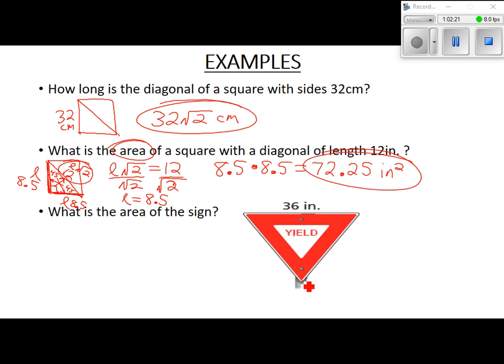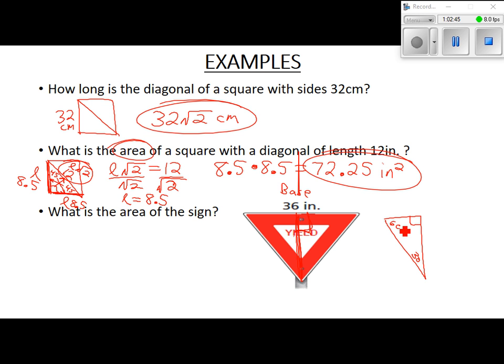To find the area of this triangle, we need the base and the height. That 36 is our base. We need the height, which we could draw in here, and it has to form a right angle down there. So what kind of triangle is each one of those triangles? 30, 60, 90. That's 30 there, that's 90, that's 60.